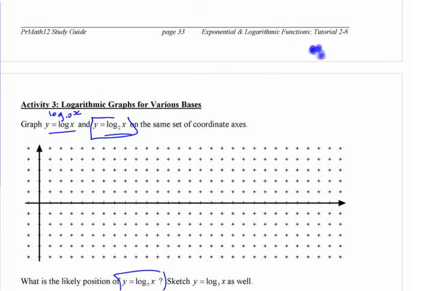Like if I asked you to draw the graph of y equals square root of x, you might not know what the graph of square root of x is, but you could do it with a table, right? You could do it with a table just by picking nice numbers for square root of x. What kind of numbers would you pick for x here?